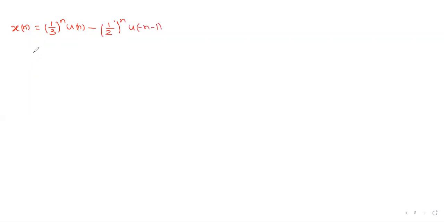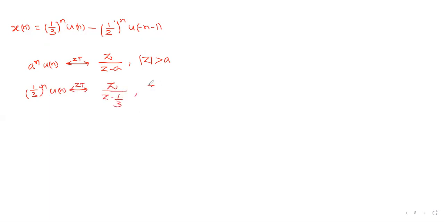So again write the standard Z transform formulas. A power n u of n, the Z transform will become z by z minus a, mod z is greater than a. Now 1 by 3 whole power n u of n, the Z transform will become z by z minus 1 by 3, mod z is greater than 1 by 3. Now what is the other formula?